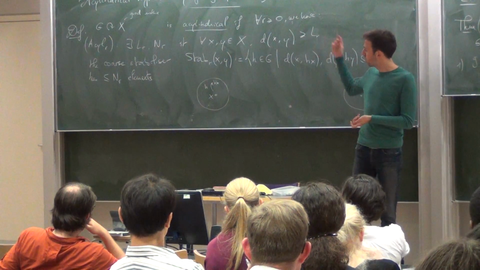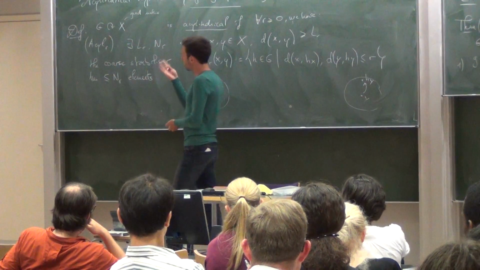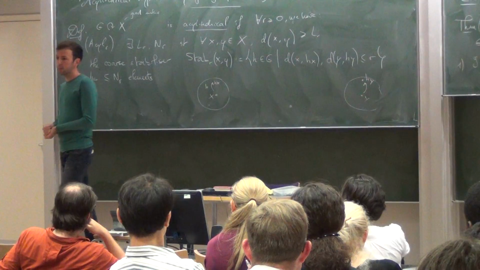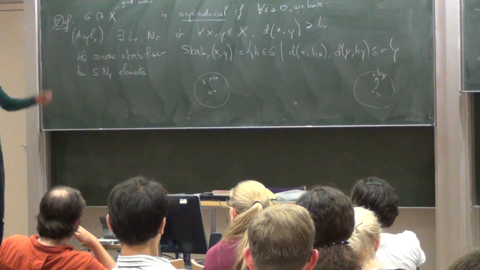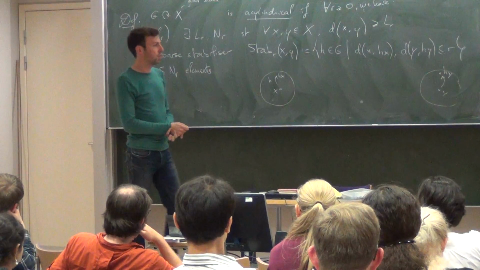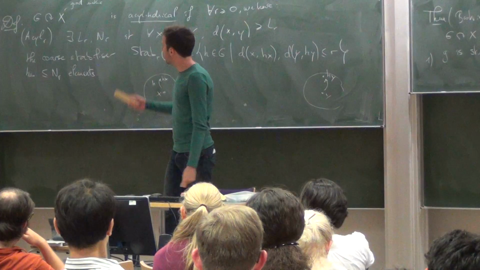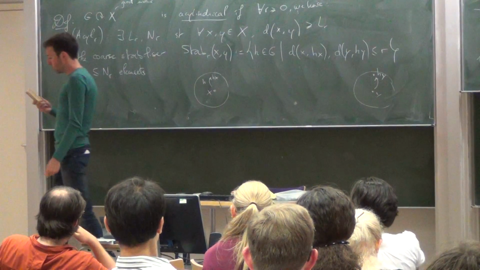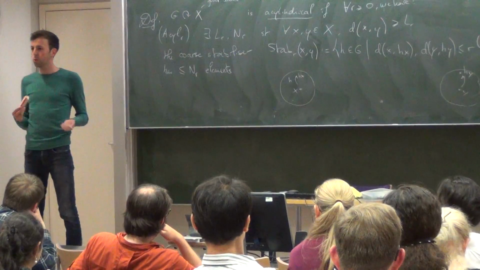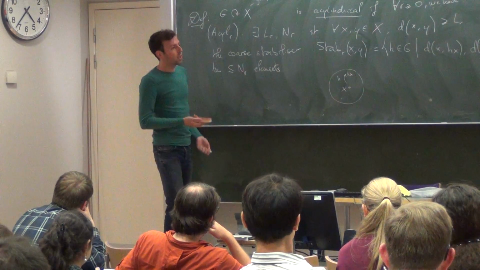But to get the overall acylindricity of the action required the introduction of the tight geodesics by Brian, and really understanding the combinatorics of this set of geodesics. So as often in geometry and group theory, there's one case which is much easier to deal with. It's the case of actions on trees. And so I'm going to explain why it's much easier.